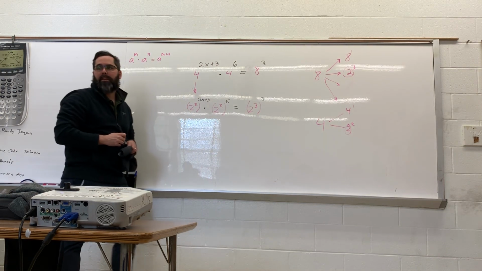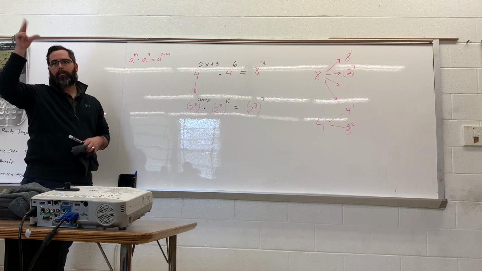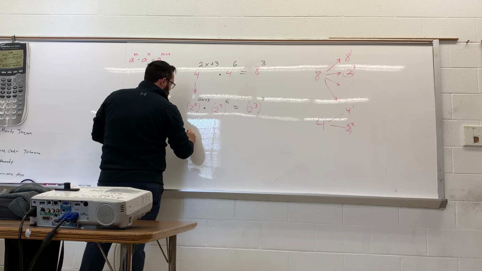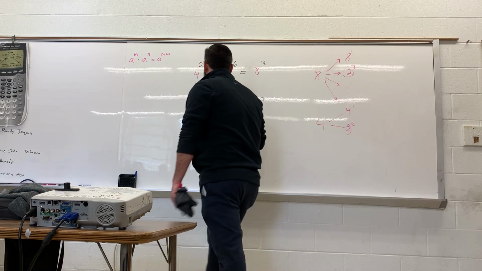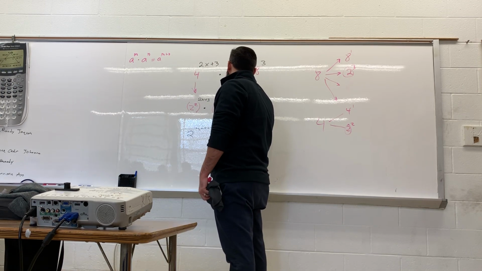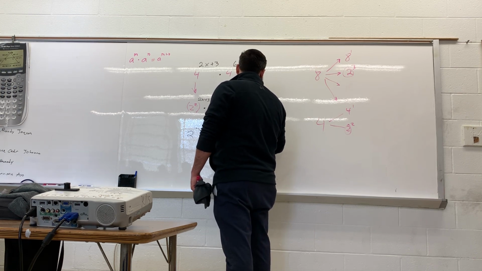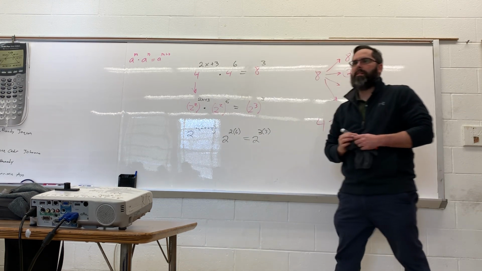Power of a power property. If we have a power raised to another power, we can combine those 2 exponents. So this becomes 2 raised to the 2 times 2x plus 3. This becomes 2 raised to the 2 times 6. And this is 2 to the 3 times 3. See what I did?